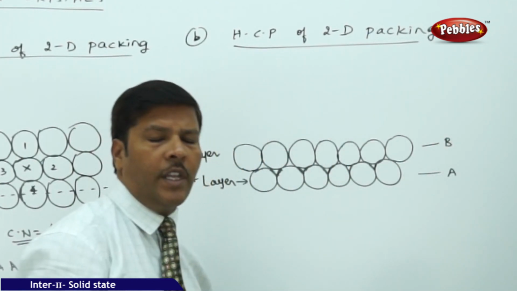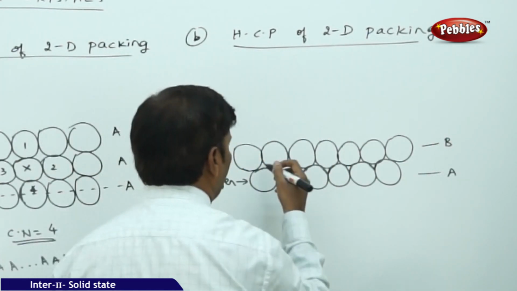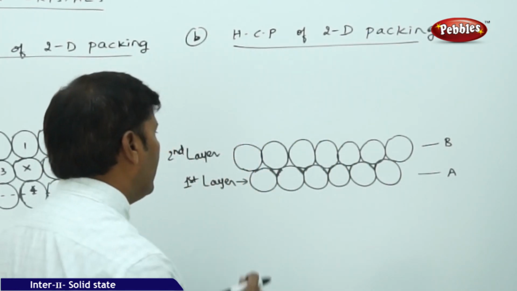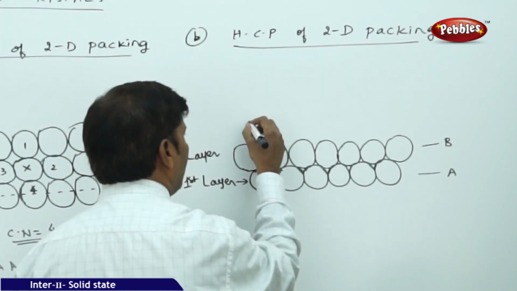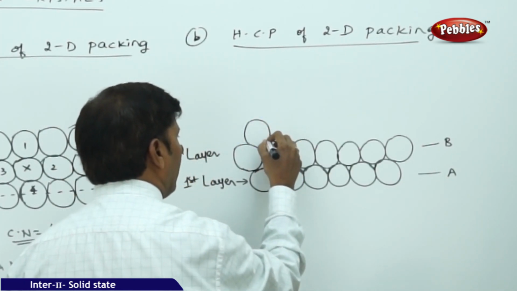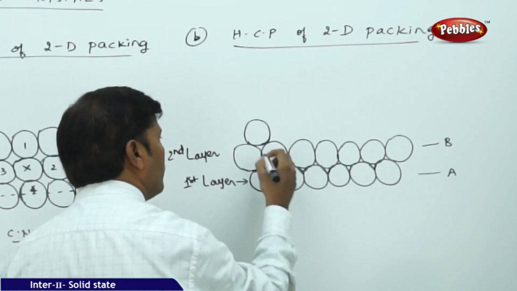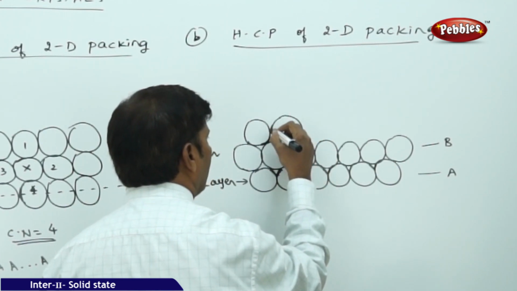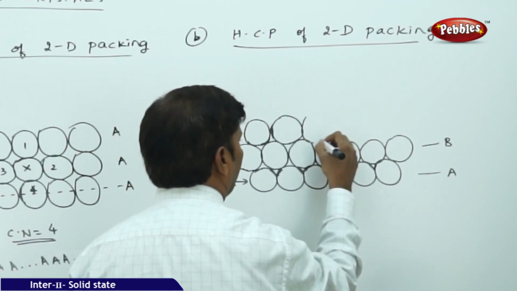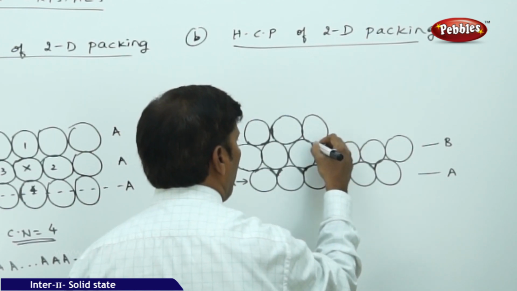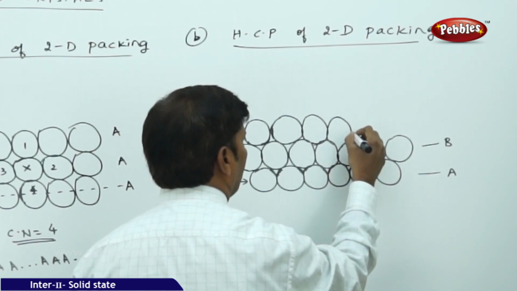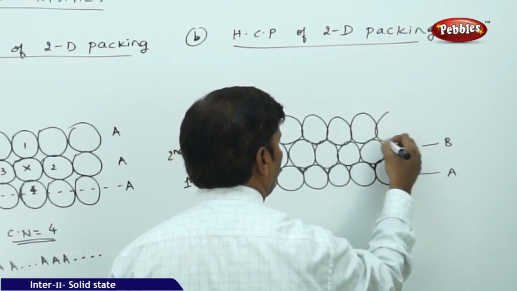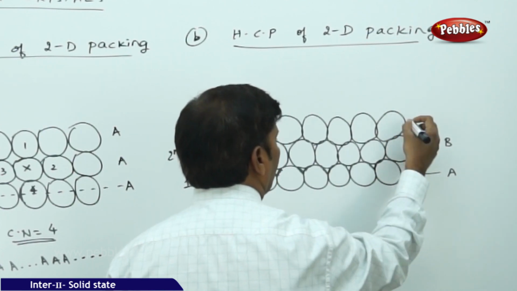A and B are not the same. Again, the third layer is a repetition of the first layer. Third layer means, again I am placing one sphere between the depressions of the two spheres. Again we can find that this is a kind of arrangement taking place. Again here this is a kind of arrangement, and this is the kind of arrangement taking place.